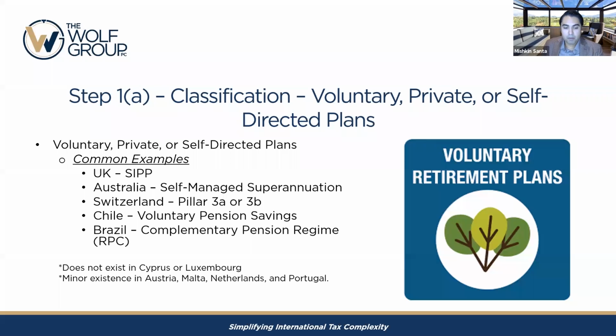Most common examples of ones that we know are definitely going to be voluntary or self-directed plans are going to be the UK SIP. We know that one for a fact. The Australian self-managed superannuation fund, self-managed being the key word there. The Swiss Pillar 3A or 3B, the Chilean voluntary pension savings, and then the Brazilian RPC. Those are ones that we've dealt with regularly here at the Wolf Group, and we know that they fall into this category. Obviously, there are others throughout the world, but these are just some common examples.